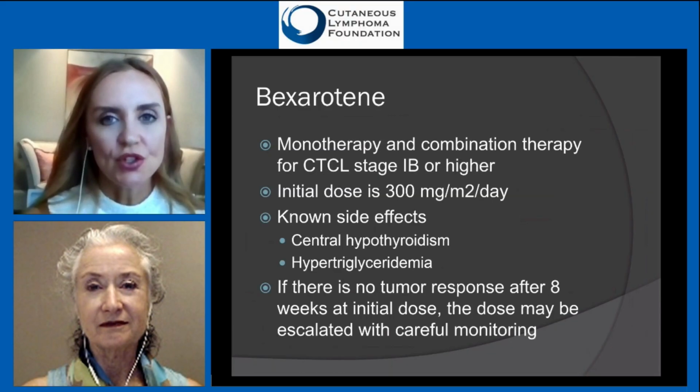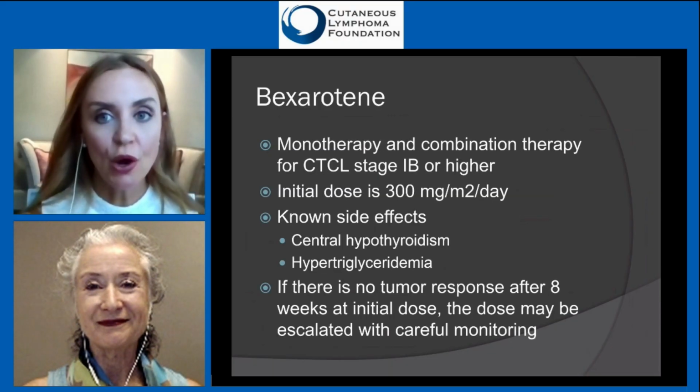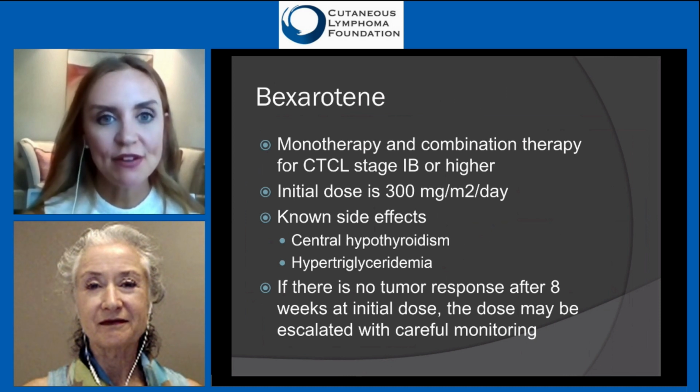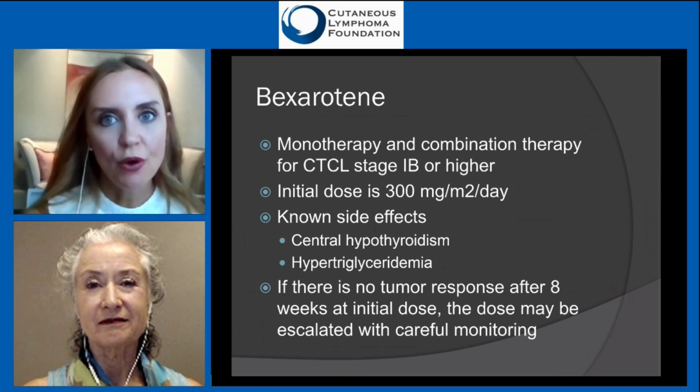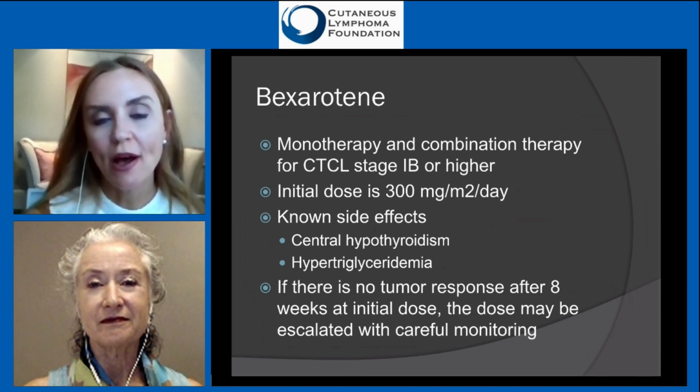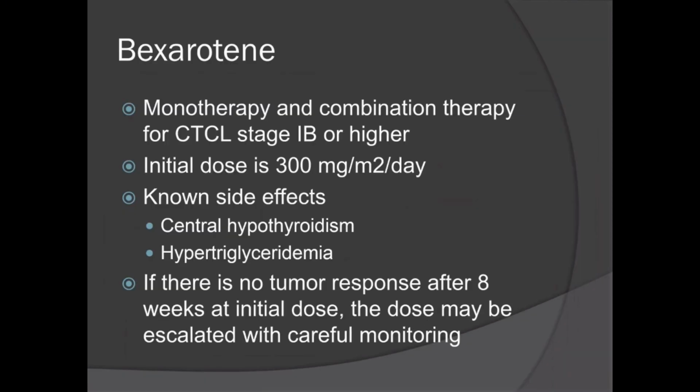Let's move on here in the interest of time. So it can be used either alone or in combination with other types of therapies. The starting dose is usually 300 milligrams per meter squared per day. There are two major known side effects that occur in virtually all patients that take this drug. One is that it suppresses signals to your thyroid gland, so you're going to decrease the amount of thyroid hormone that your body will produce, and also it drives up your triglycerides, your cholesterol.